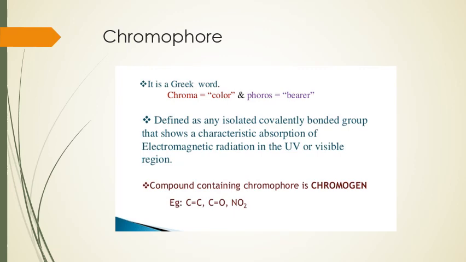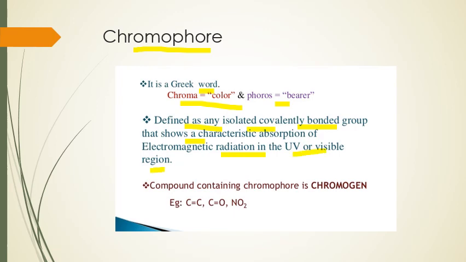Now we will go through various terms involved in studying UV-visible spectroscopy. One of the important terms used in the analysis is chromophore. From the Greek, chrome means color and phore means bearer. It can be defined as any isolated covalently bonded group that shows characteristic absorption of electromagnetic radiation in the UV or visible region.